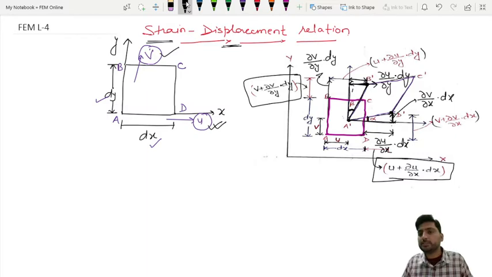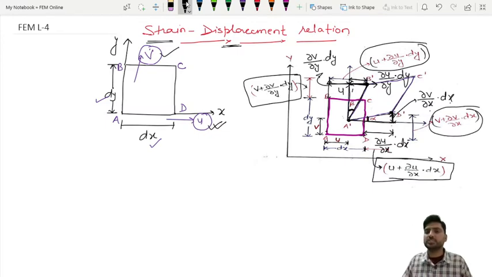So if you want to find the total from this point to this point, from here to here, you can see it is u. If you add these two, you will get u plus del u upon del y into dx. Similarly, from here to here, del v upon del x into dx. And if you want the total displacement from this point, from here to here it is v. So the total displacement will become v plus del v upon del x into dx. So this is the whole explanation of this figure. Now let us come to the derivation part.